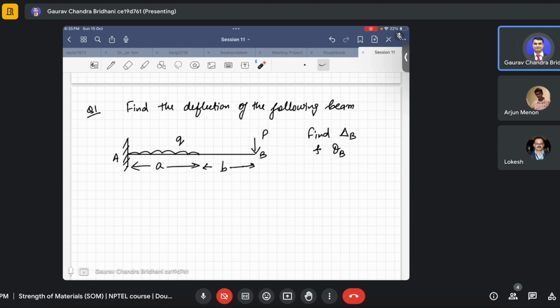What I am asking in this problem is to find the deflection of the following beam. I am trying to find the deflection delta and the slope theta B at point B, and this is my beam. First of all, I have to ignore this load, focus on this one and check the deflection and slope due to this Q, and then replace it and check the deflection and slope due to this load P at this point. This is a very classical problem. Then we can add them up. So let's solve this problem.